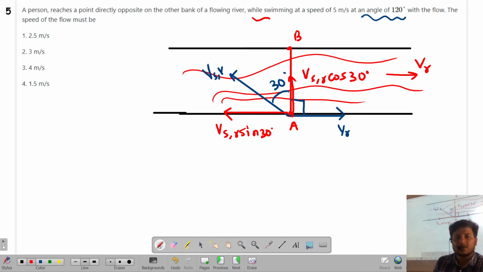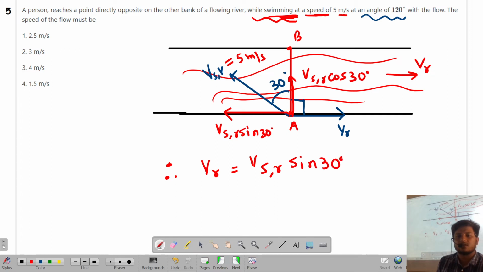Now what it is saying, the person is swimming at a speed of 5 meters per second. If the person swims, that means he is swimming in the water or not? So his speed is given with respect to water or ground? Water, yes or no? Because the person is in the water. So the velocity of the swimmer with respect to the river is given, that is 5 meters per second. So the velocity of the river is going to be the velocity of the swimmer with respect to the river into sine of 30 degrees. That is 5, sine 30 is 1 by 2. Our answer is 2.5 meters per second. Got it or not?